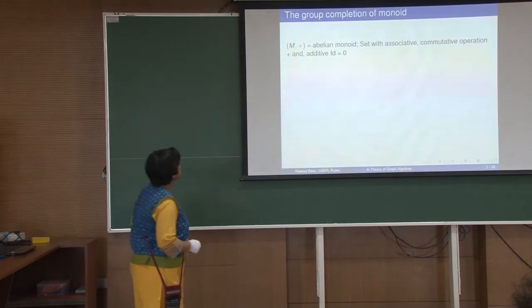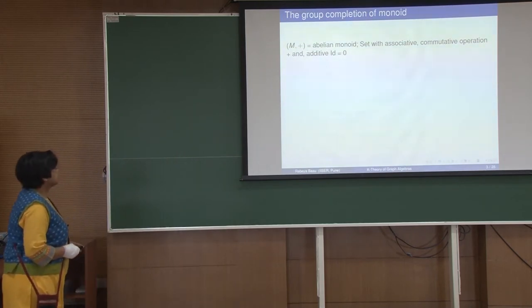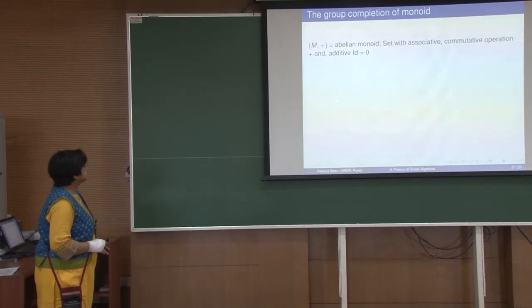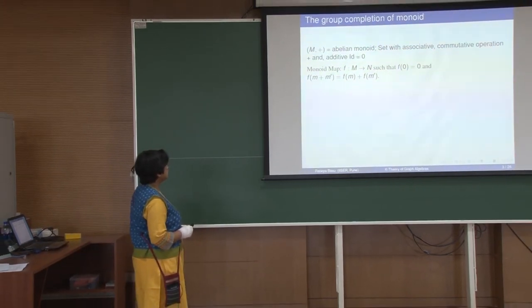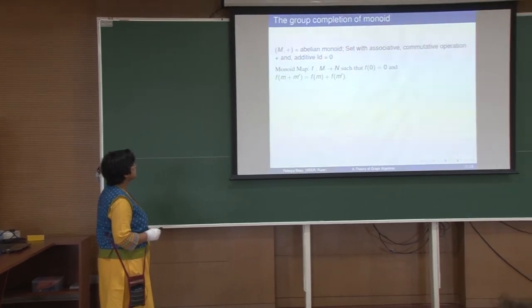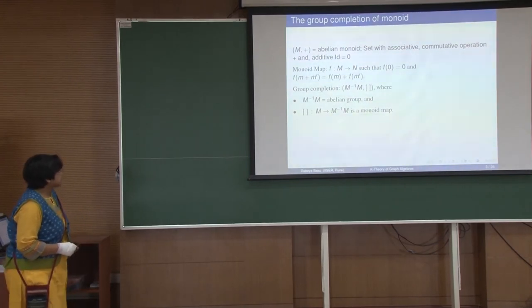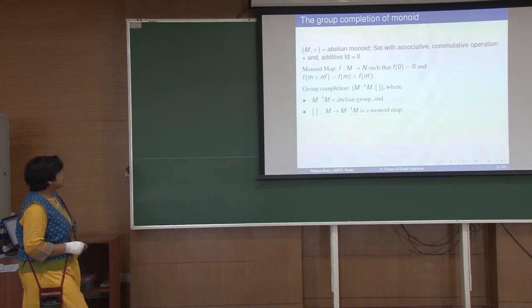I'll start with the group completion of a monoid. Let M be an abelian monoid, that is, a set with an associative, commutative operation addition and identity 0. By a monoid map, we mean a set map from M to N that sends 0 to 0 and which is additive.